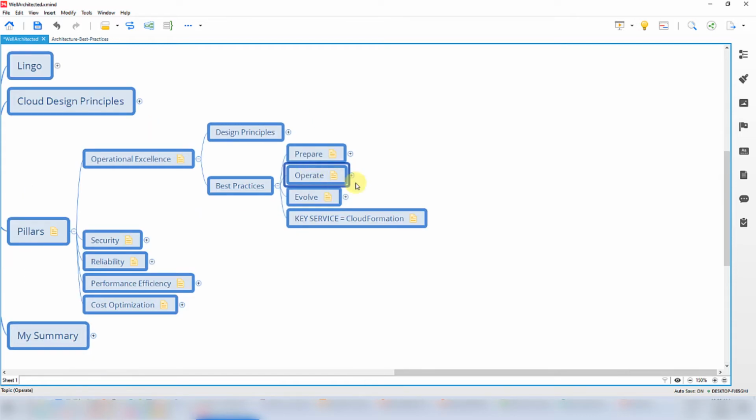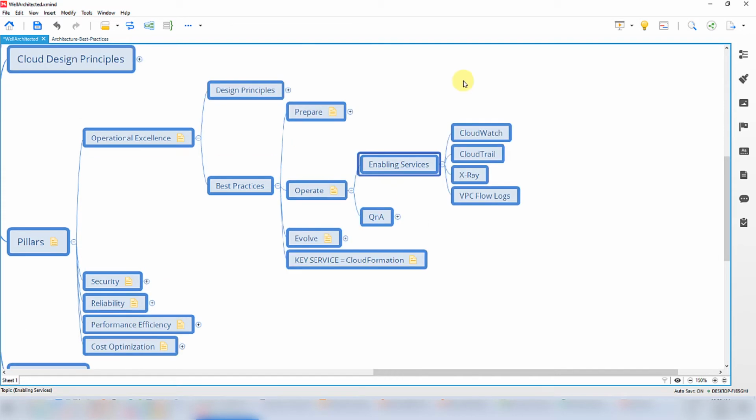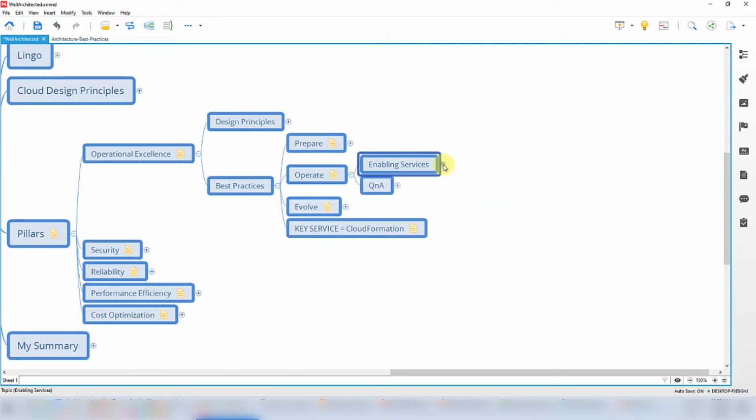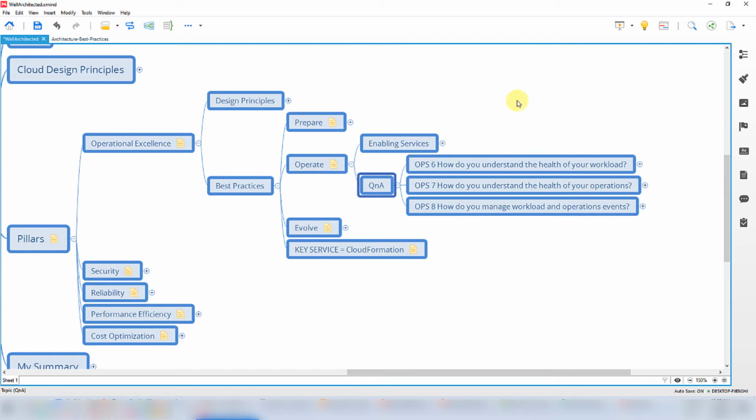Now, let's look at the operate category. The key enabling services that facilitate smooth operations are CloudWatch, CloudTrail, X-Ray, and VPC flow logs. And the key questions that drive best practices for smooth operations are: how do you understand the health of your workload and the health of your operations? And as events arise, how do you manage those events?